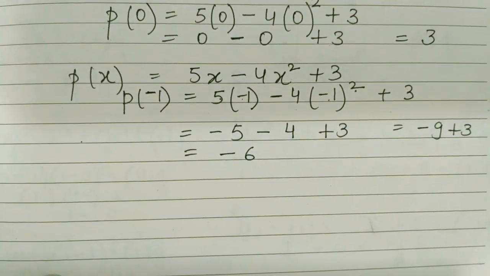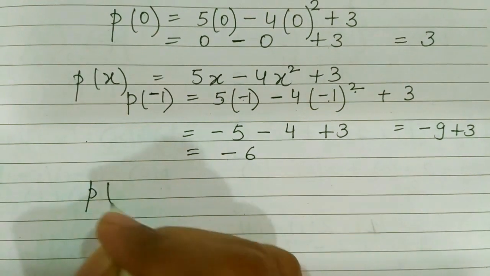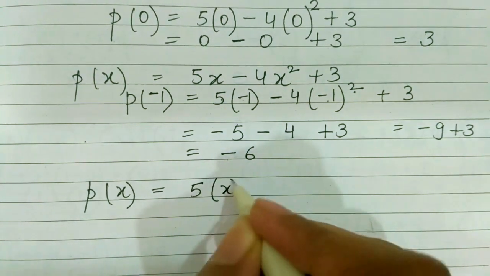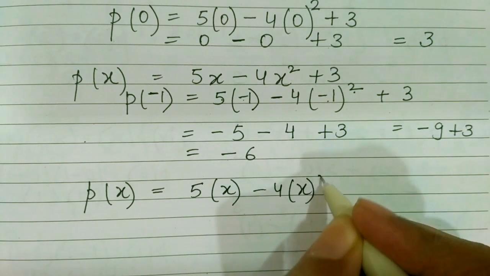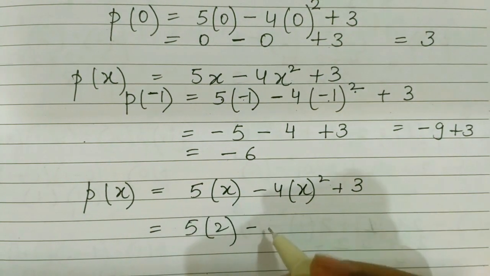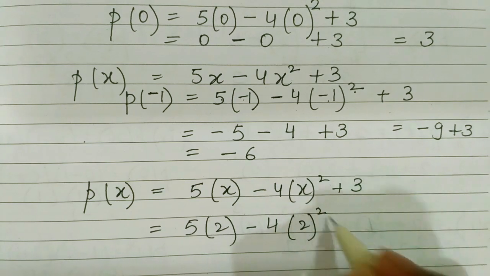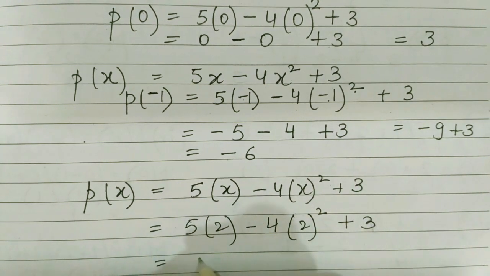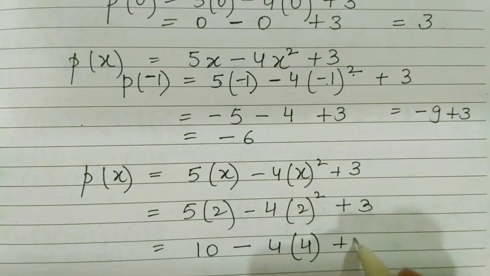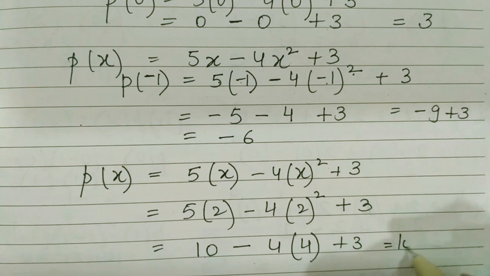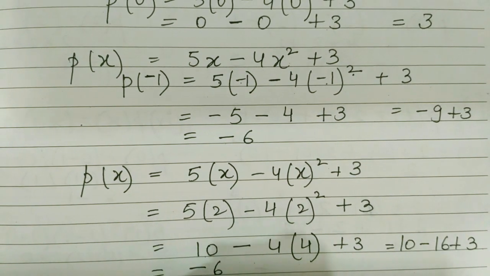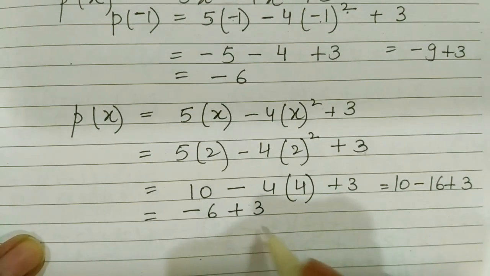Next we have to find the value at x equals to 2. So put in place of x 2 in the given polynomial. So what we are going to get is 5 multiplied by 2 minus 4 into 2 square plus 3. 5 2s are 10. Square of 2 will be 4, plus 3. 10 minus 16 plus 3. 10 minus 16 will be minus 6 and minus 6 plus 3 is going to give us minus 3.